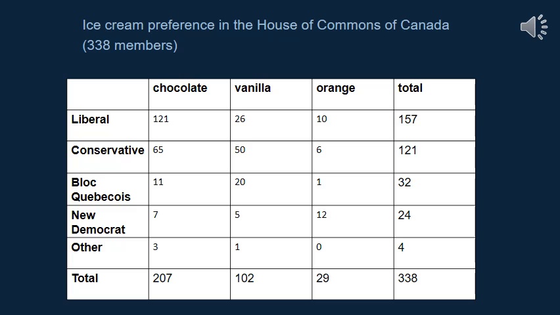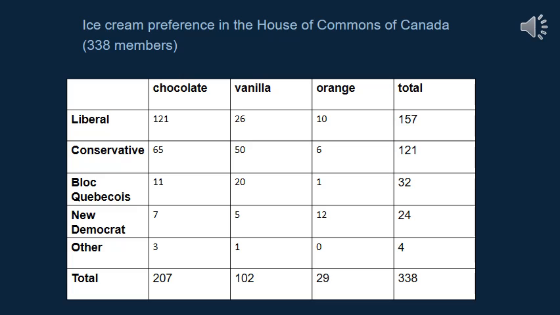So there's something going on here as well. There's something going on with New Democrats and their preference for orange ice cream. There is a correlation here between voting New Democrat and liking orange ice cream. So if I look at my two-way tables carefully, I have the intuition that the numbers I see there are not the ones I would be seeing if there were no correlation between political affiliation and ice cream preference. There are some correlations here.